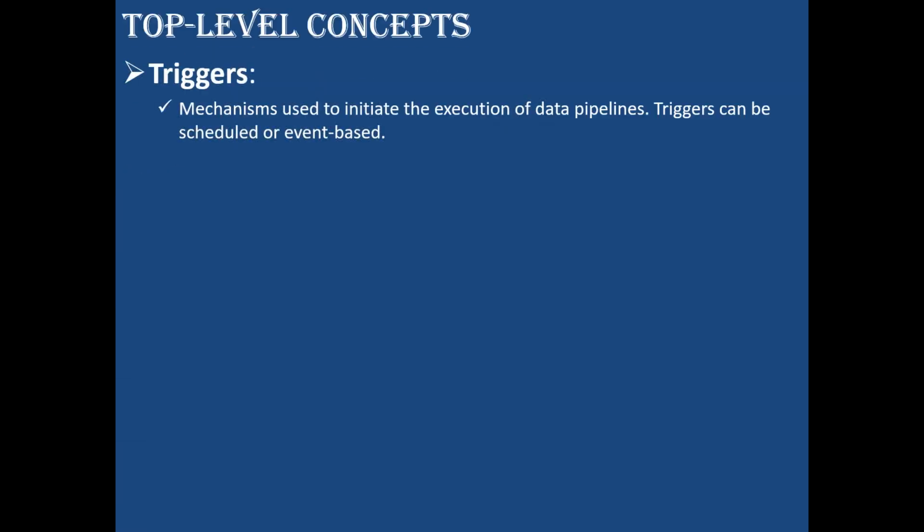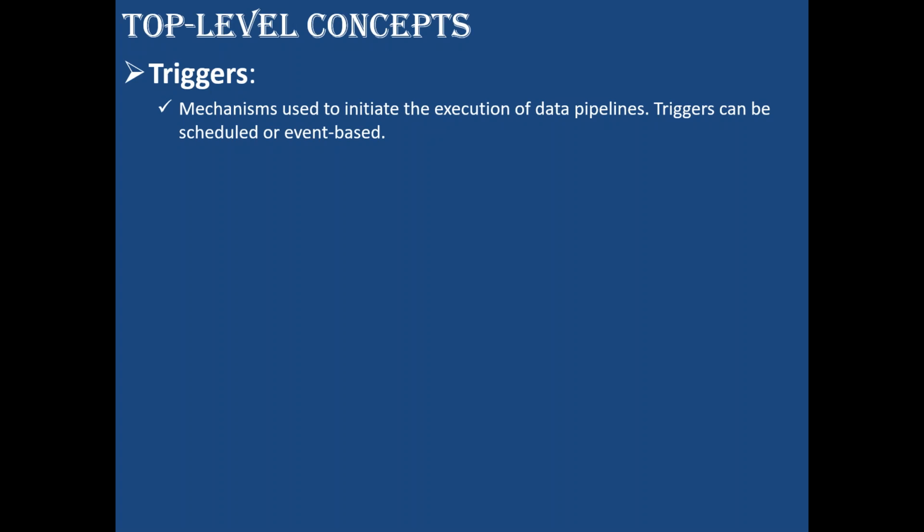Next, triggers. What is triggers? So now you created the pipeline. This pipeline every day has to copy, or whenever a new file comes into the storage account, it has to pick that file and copy into the target. Everything should be automated. To run the pipelines every day at 8 a.m. based on a particular schedule, we are going to use the triggers. So triggers is a mechanism used to initiate the execution of the data pipeline. It is a mechanism for automation.